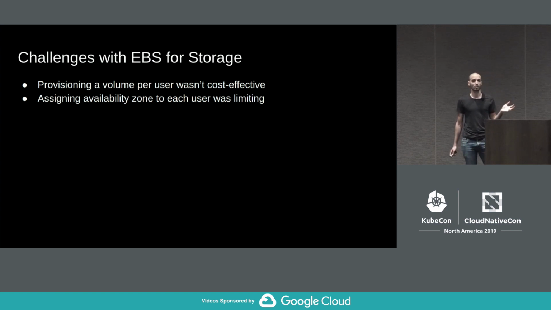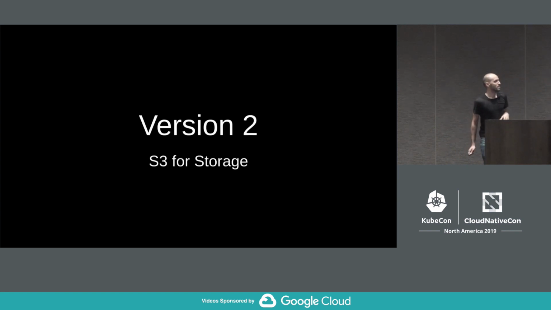And this is just a limitation of how EBS and EC2 work together, which meant that even if there was an instance available in the region, but in a different availability zone, we could not assign it to the user because the EC2 instance and the EBS volume had to be in the same availability zone. OK, so we'll come back to the compute challenges in a moment.